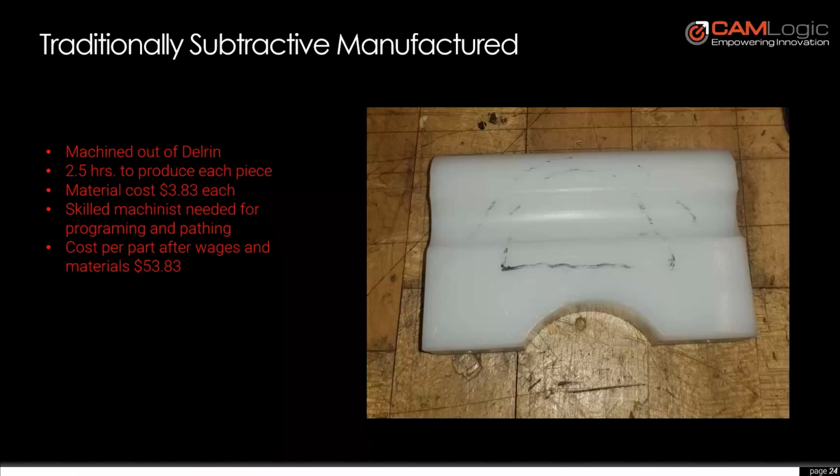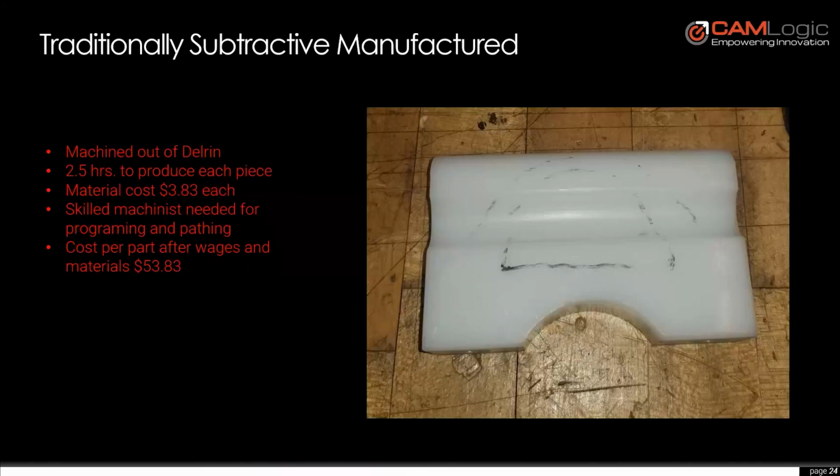So this part was originally machined out of Delrin. It took a skilled machinist about 2.5 hours to machine one of these pieces. And the material cost was about $3.83. Not a whole bunch, right? But when you need 500 of these, all of a sudden that price per part starts getting up. And then you look at your machine hours to produce that.